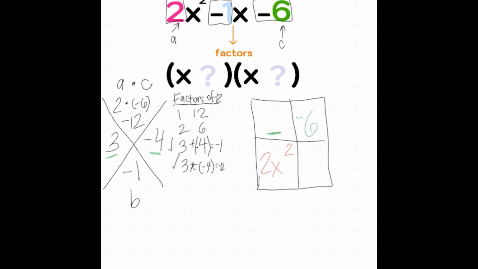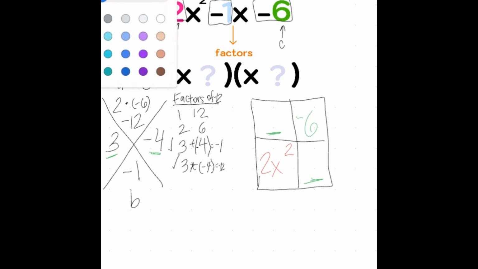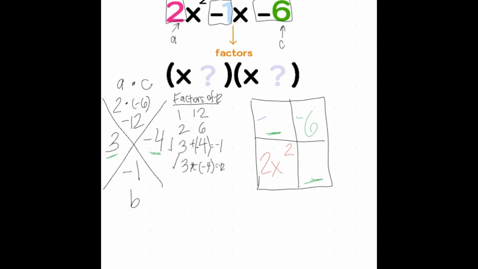And now we're going to fill in the values we found from our diamond, and we're going to put those into our box. So we have 3 and -4. Order doesn't matter as long as you use those numbers and not the number in the original equation. So now this is our setup.